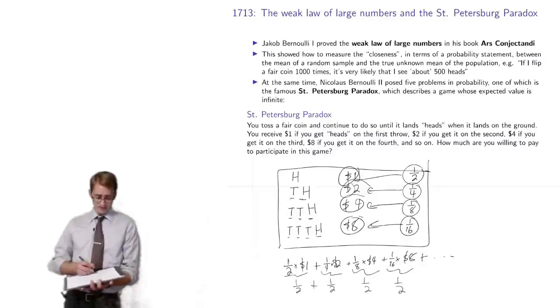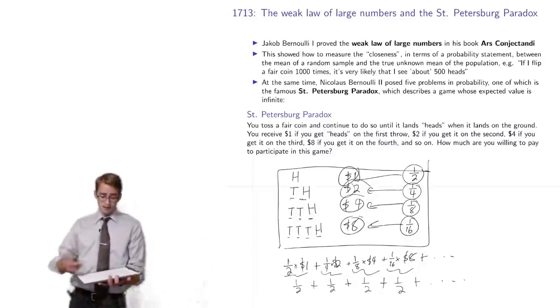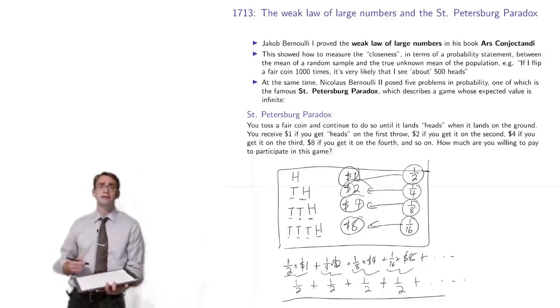So what am I doing here? I'm adding 1/2 together infinitely many times, because this pattern is going to repeat as the number of flips gets higher and higher. So what does this sum converge to? It doesn't converge to anything. It's infinity, because I'm adding 1/2 to itself infinitely many times. And so therefore, this game has an expected value that is infinite. The value of this game is infinity.